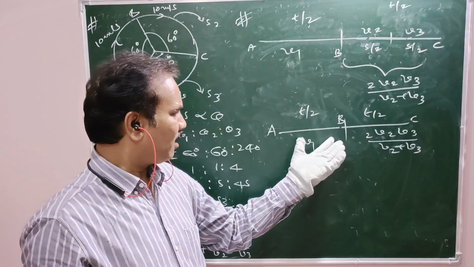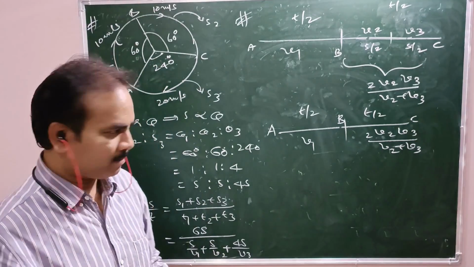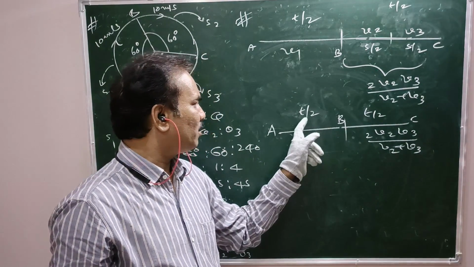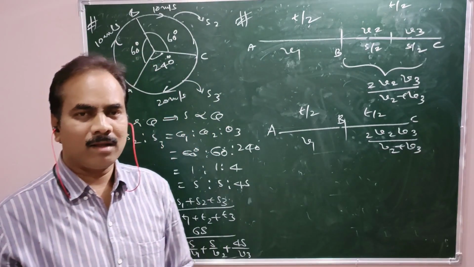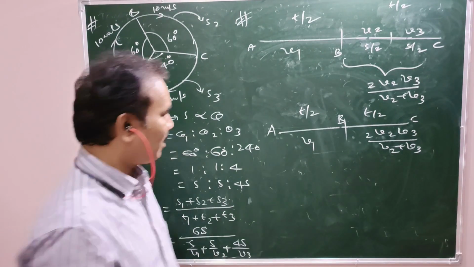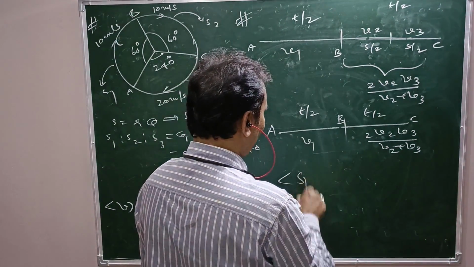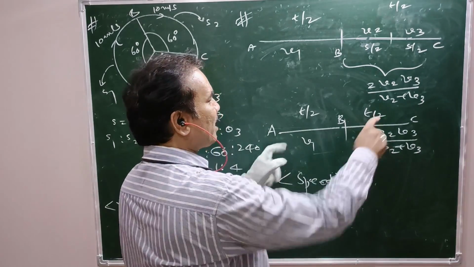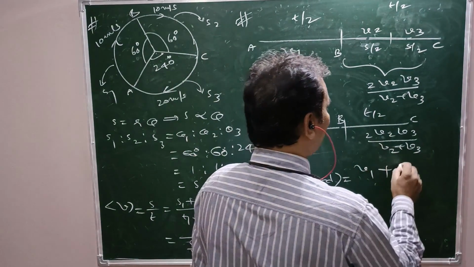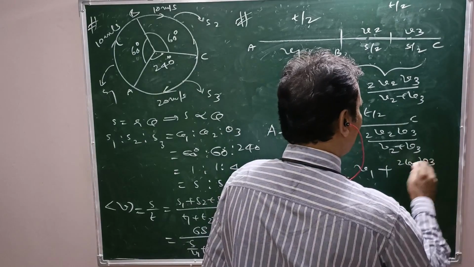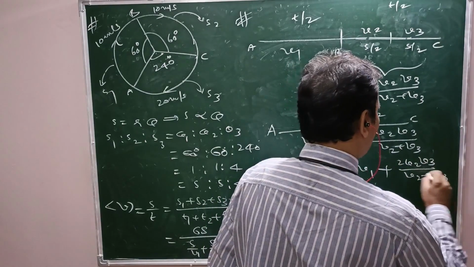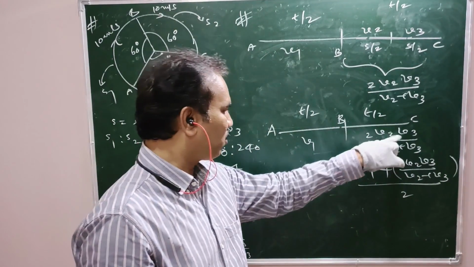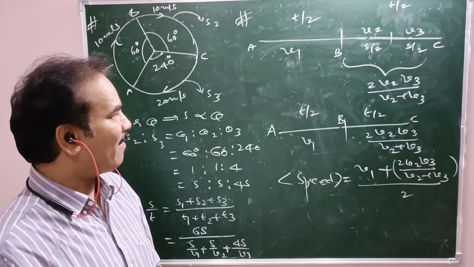Therefore, this case resembles time average speed. A particle moves with different speeds in successive equal time intervals. Now, what is the average speed for the entire motion? The arithmetic way, that is average speed equal to v1 plus v2 by 2, where v2 here is 2v2 v3 by v2 plus v3. So v1 plus this by 2. As it is time average speed.